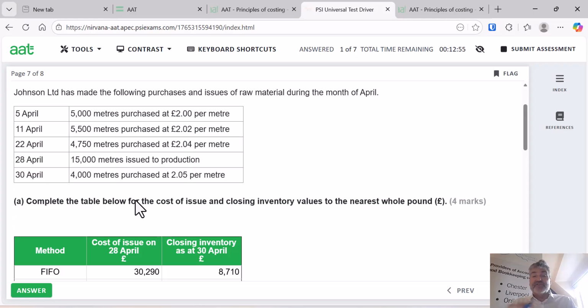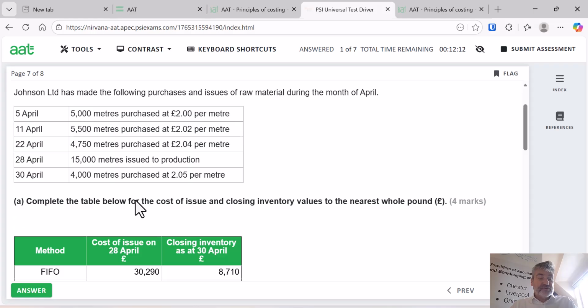That would be 5,000 metres at £2, which is £10,000. 5,500 metres at £2.02, which is 11,110, and then 4,750 metres at £2.04, which is 9,690. The total cost of what we've bought, 10,000 plus 11,110 plus 9,690, is £30,800.